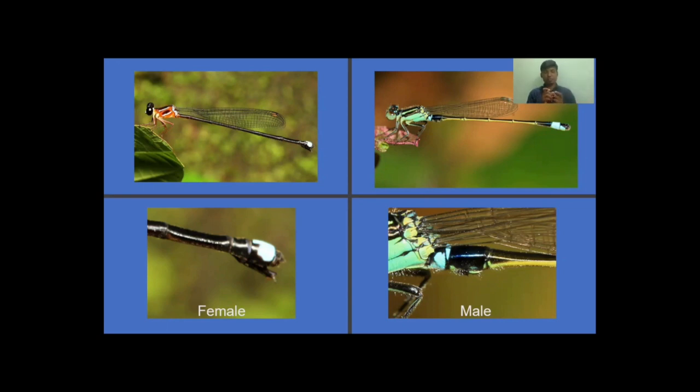So wherever there is a bulge in the second segment, that is a male. If the bulge is missing, that is a female. And if there is a proper bulge on the tip of the tail, that is a female. So these are a few things we should look out for to identify them. Let's move on to the next picture.